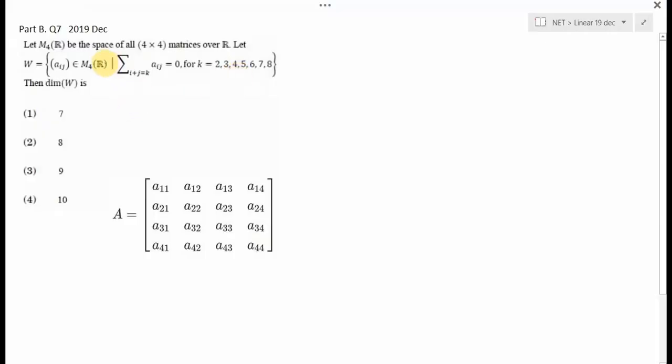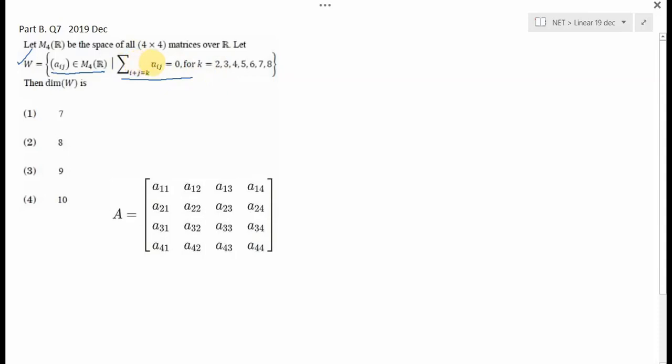Now we'll solve question number 7 from part B, 2019 December. This is a question from linear algebra. In this question, a collection of 4x4 real matrices is given, named W, and this collection W consists of all those matrices which satisfy this condition.